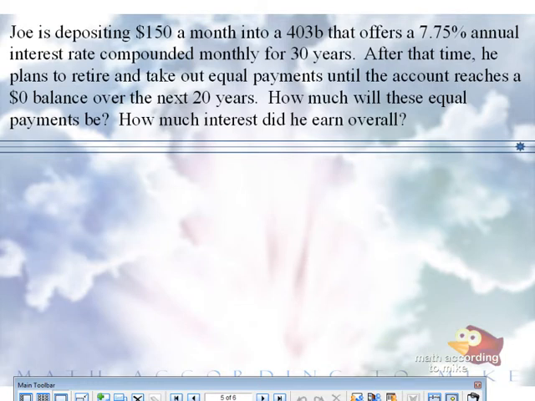Now, depending on the setup, will tell you what type of formulas to use. So let's start with this first one. Joe is depositing $150 a month into a 403B that offers that interest rate, and so on. All right, so let's make a timeline for Joe.